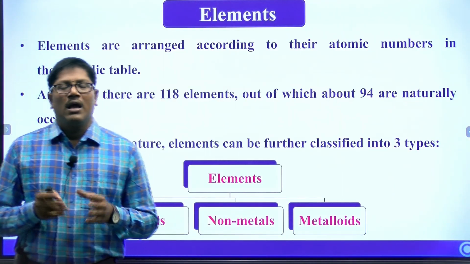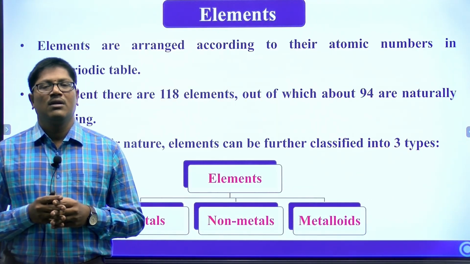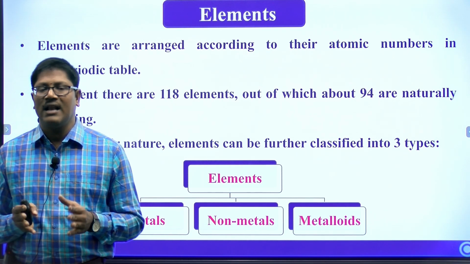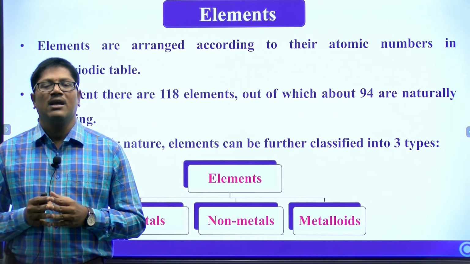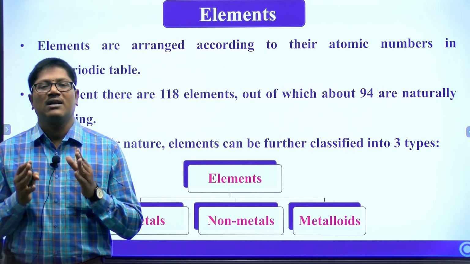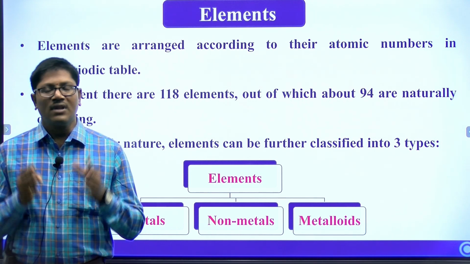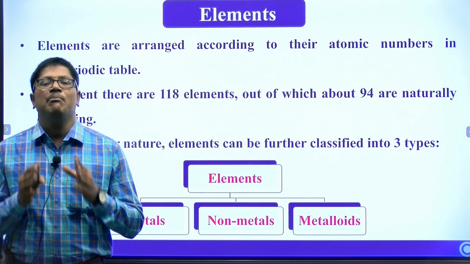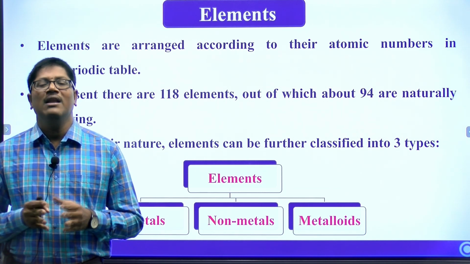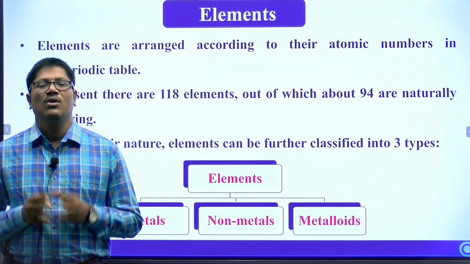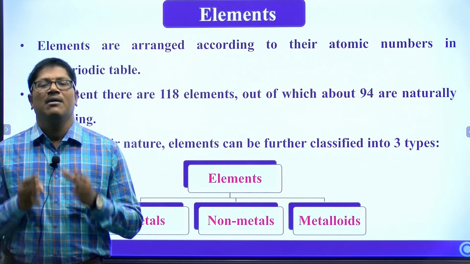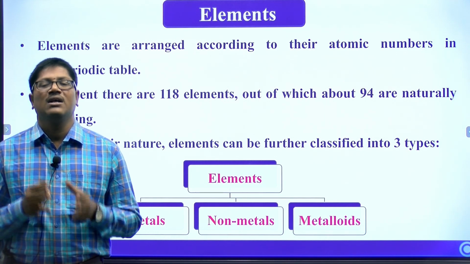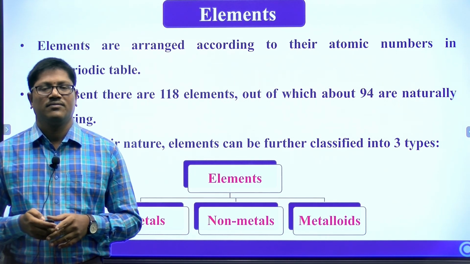Then, in the modern periodic table, 118 elements are present, and these 118 elements are arranged in the increasing order of their atomic number. These elements are further classified into three main types. Number 1, metals. Number 2, non-metals. Number 3, metalloids. And in some cases, a fourth classification comes into matter, that is inert gases.